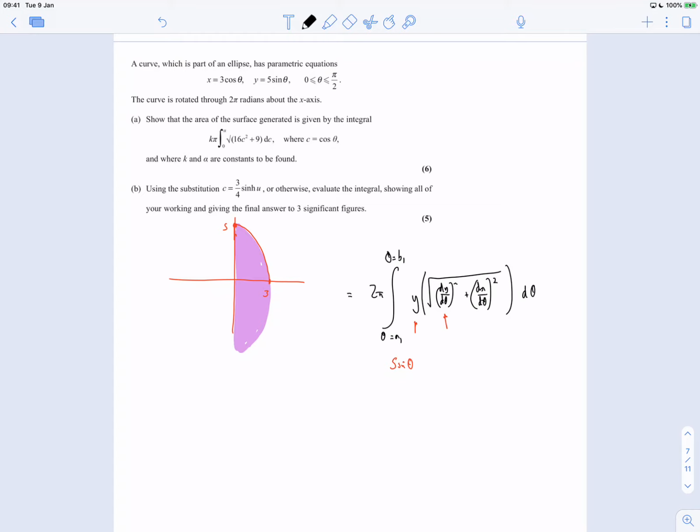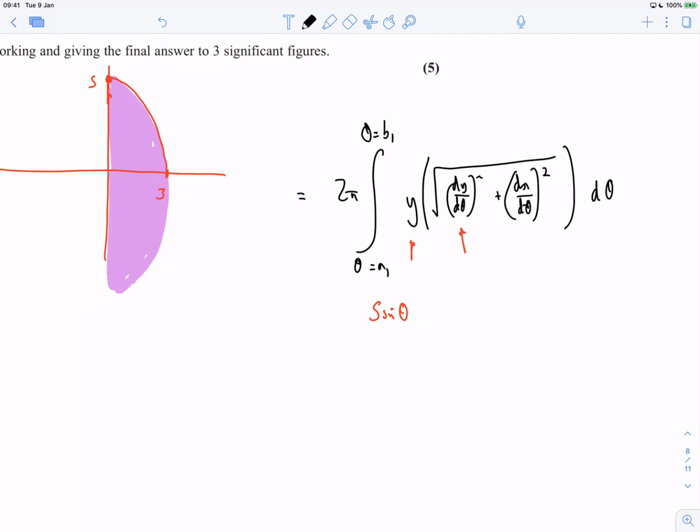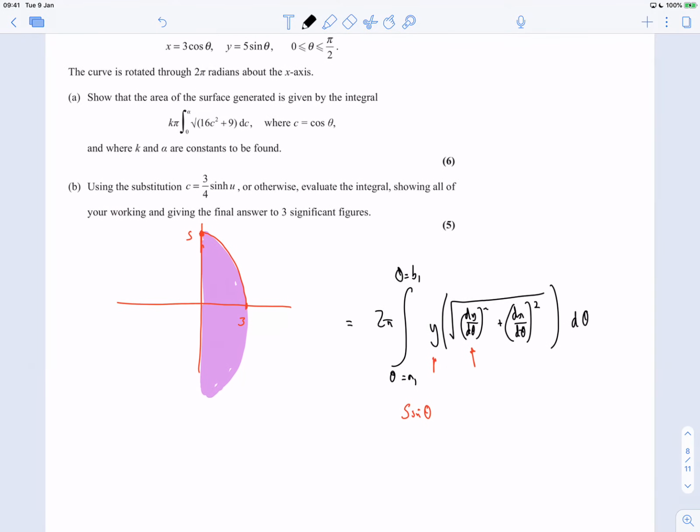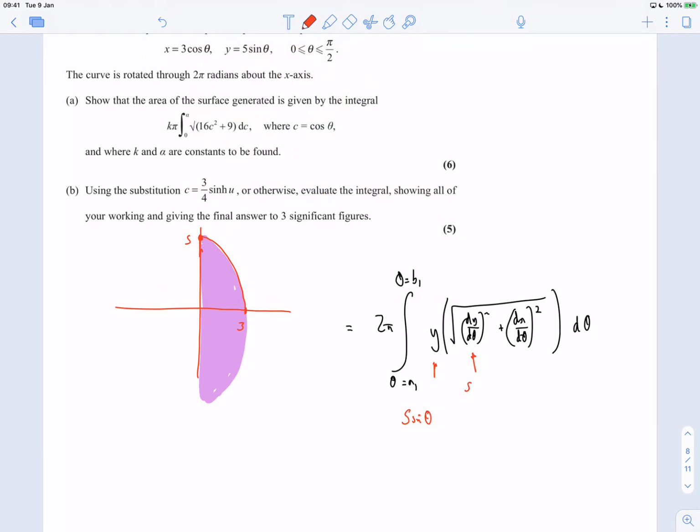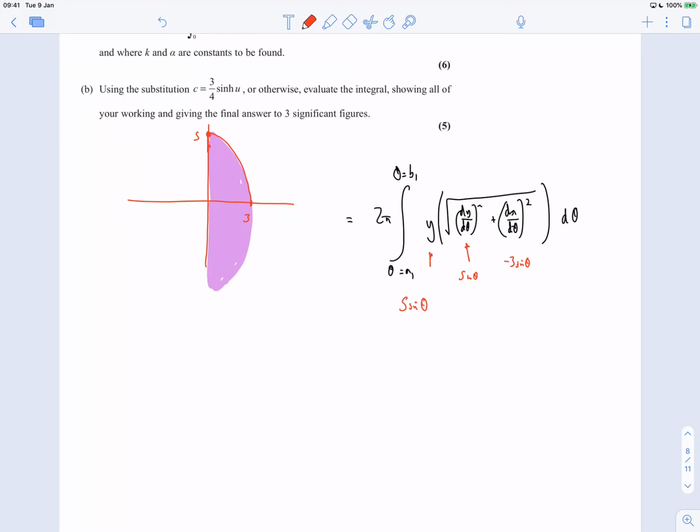Okay, so let's have a look. Do we know what dy by d theta is going to be? I think so. That's just going to be 5 cosine theta, and dx d theta is going to be negative 3 sine theta, because cosine differentiates to minus sine. Okay, so for now I've got 2 pi integral between 0 and pi over 2 to trace out the whole shape, and then y, which is 5 sine theta times the square root of (dy d theta) squared, which is 25 cosine squared theta, plus (dx d theta) squared, which is 9 sine squared theta. This is cosine, isn't it?